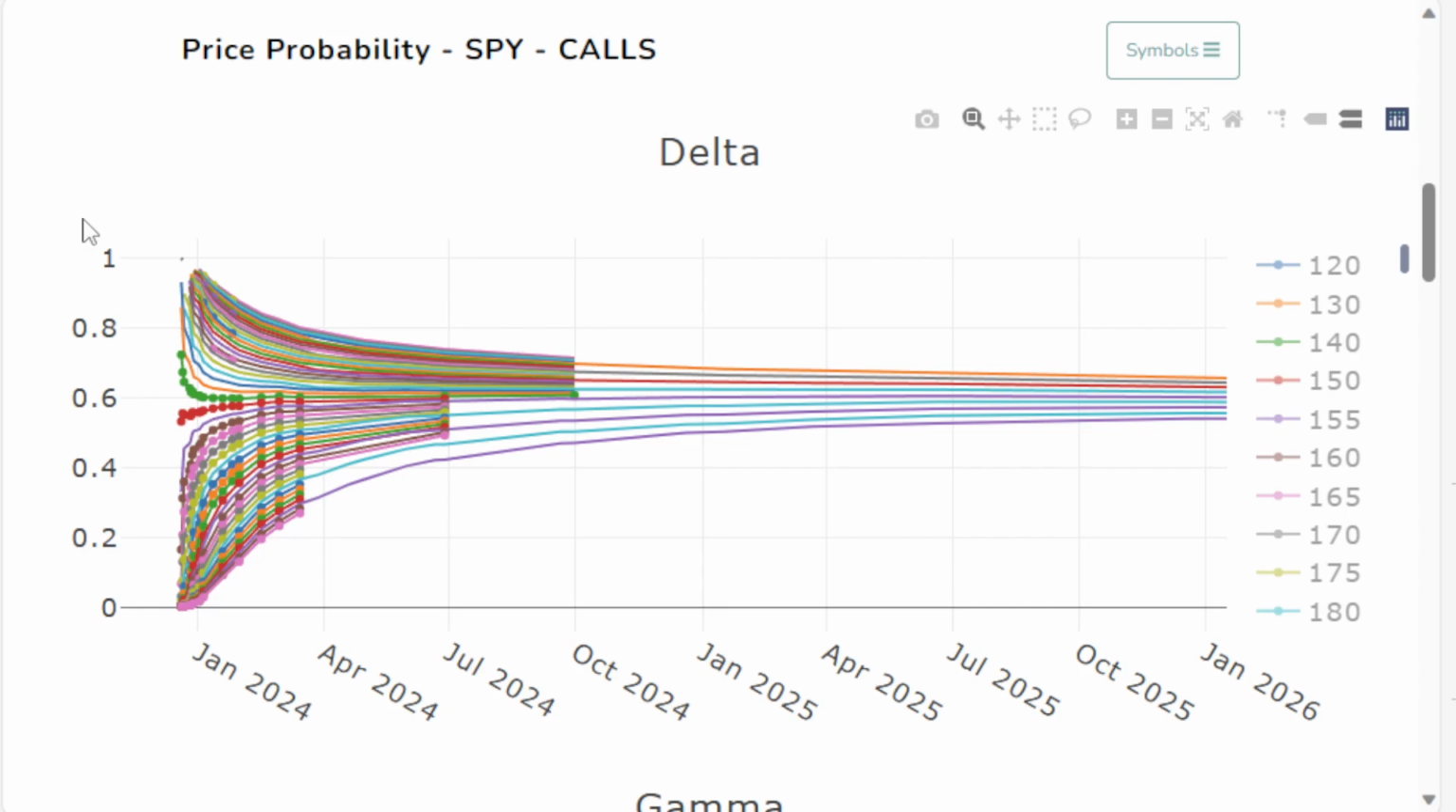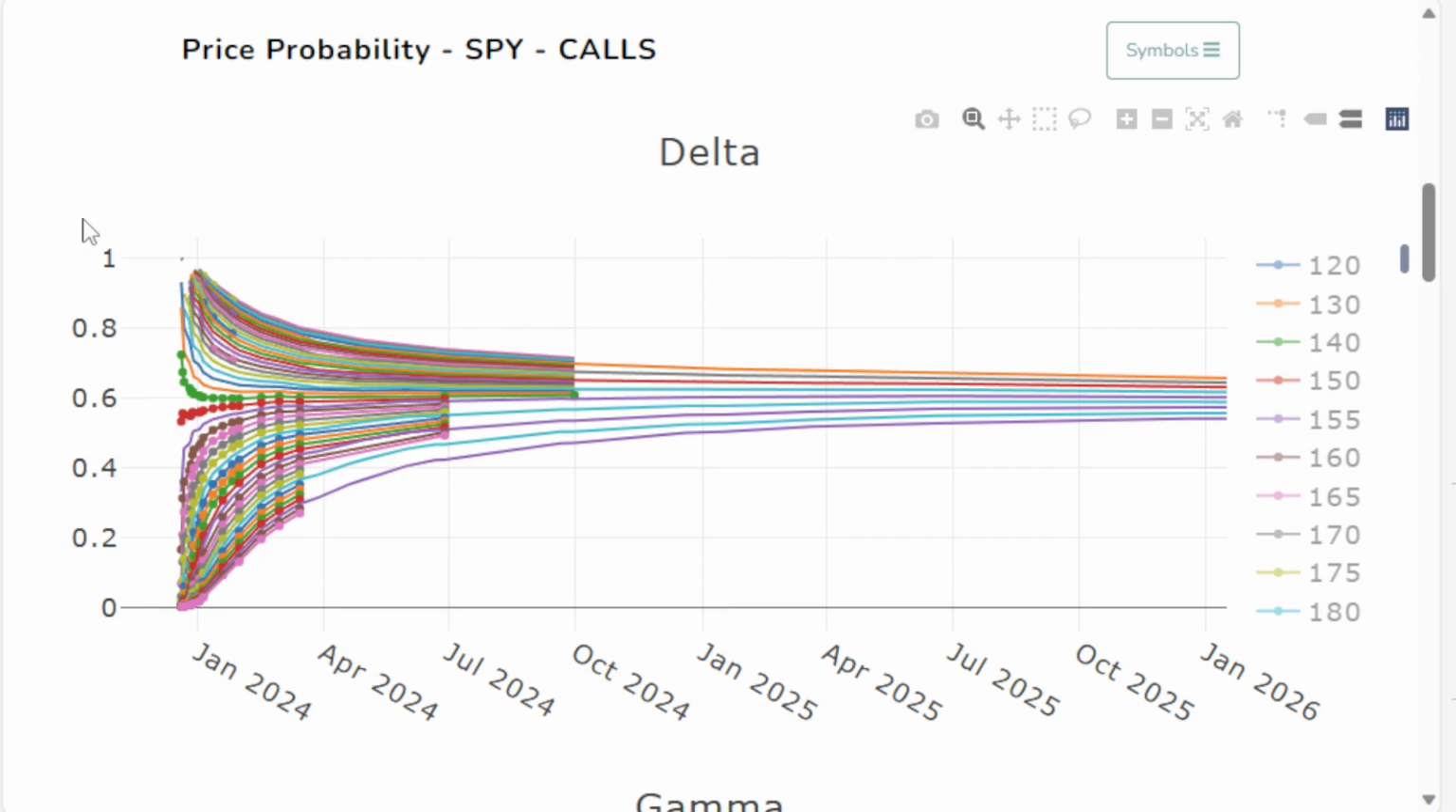For example, a call option with a delta of 0.5 will theoretically increase by 50 cents if the stock goes up by $1. Conversely, with a put option, if the delta is -0.5, the price would theoretically decrease by 50 cents if the stock increased by $1.